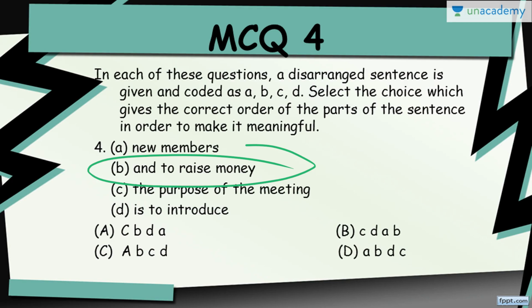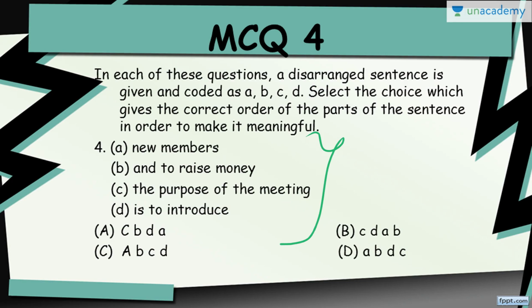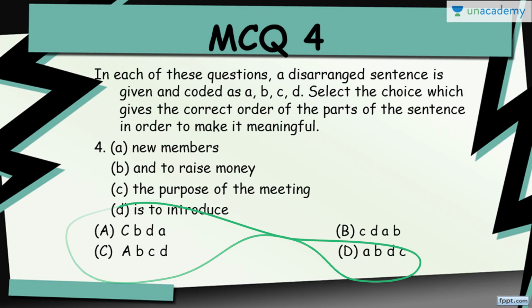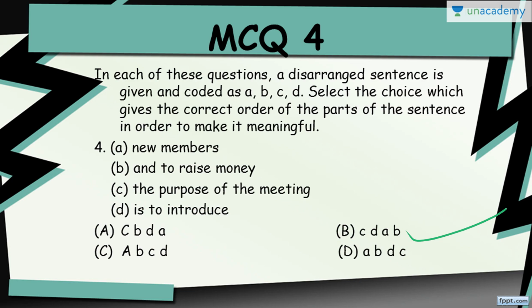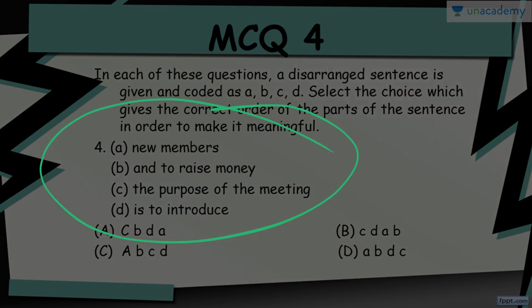The purpose of the meeting is to introduce new members and to raise money. So now it's making sense. The rest of the options do not make any sense. So they are wrong options. We know they are not the correct option. The correct option is B, which makes true, complete sense to us.